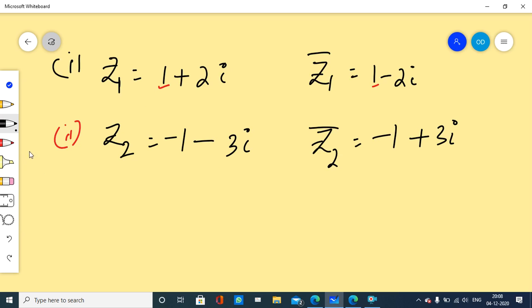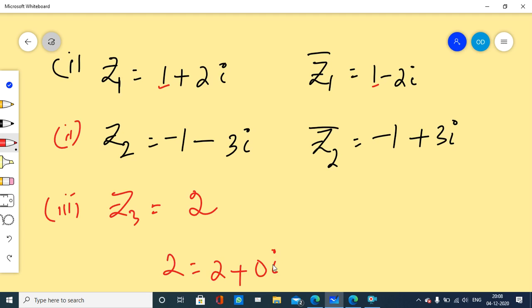Okay, take the screenshot. One more is left. Suppose I give you another complex number z3, which is 2. Well, 2 is a purely real complex number, right? Its imaginary part is equal to 0. Every real number is a purely real complex number. You can write 2 as 2 plus 0i. It is called purely real because the imaginary part is 0; no imaginary part is there.